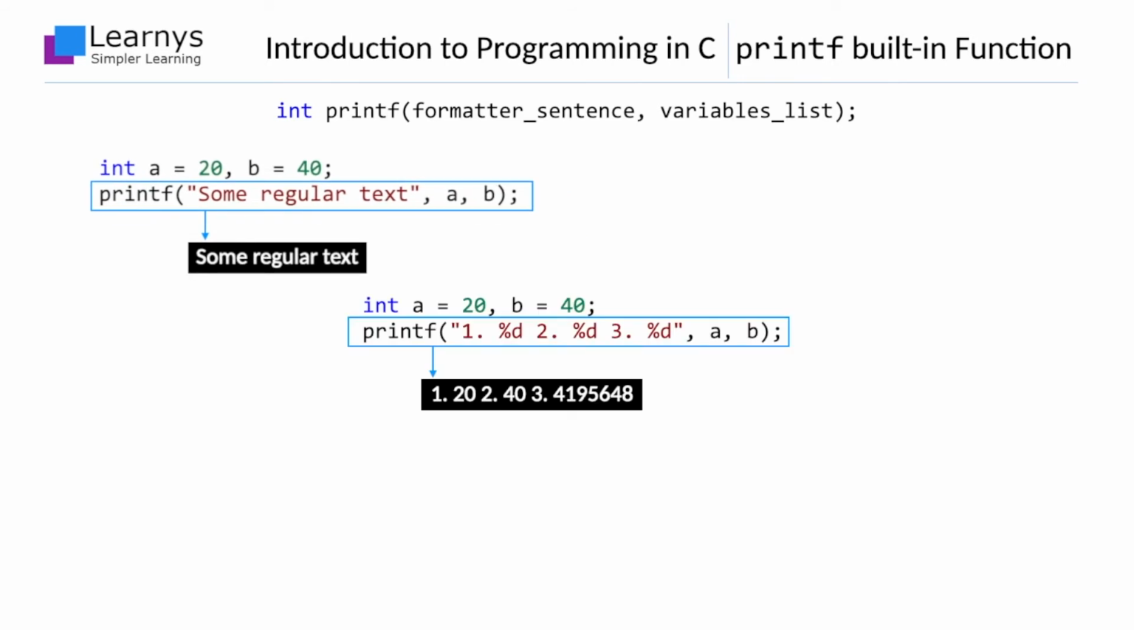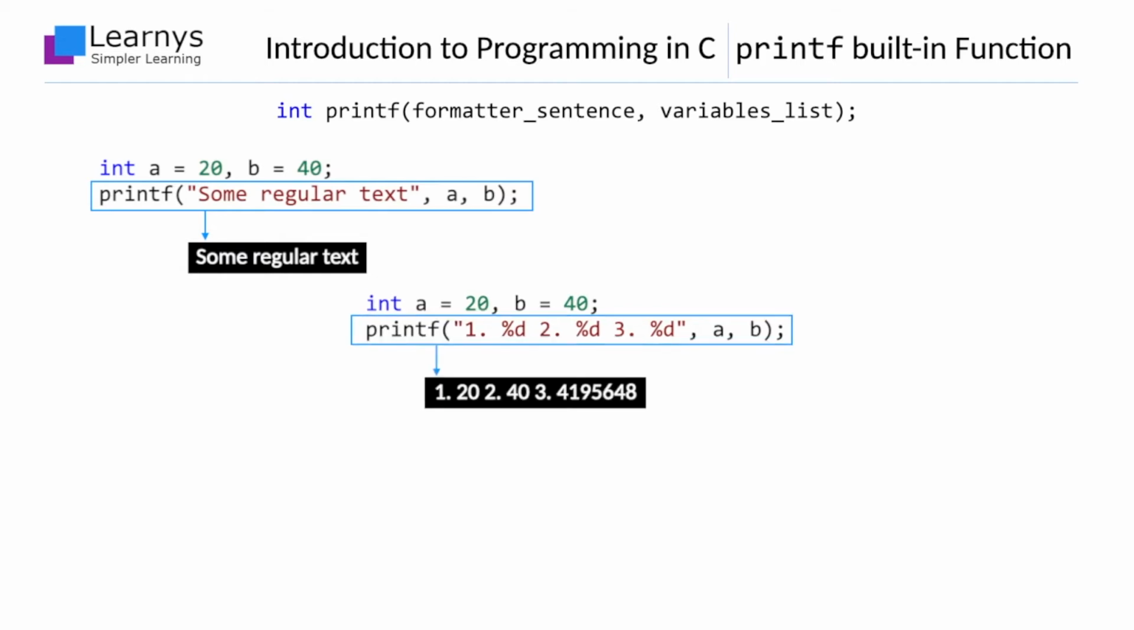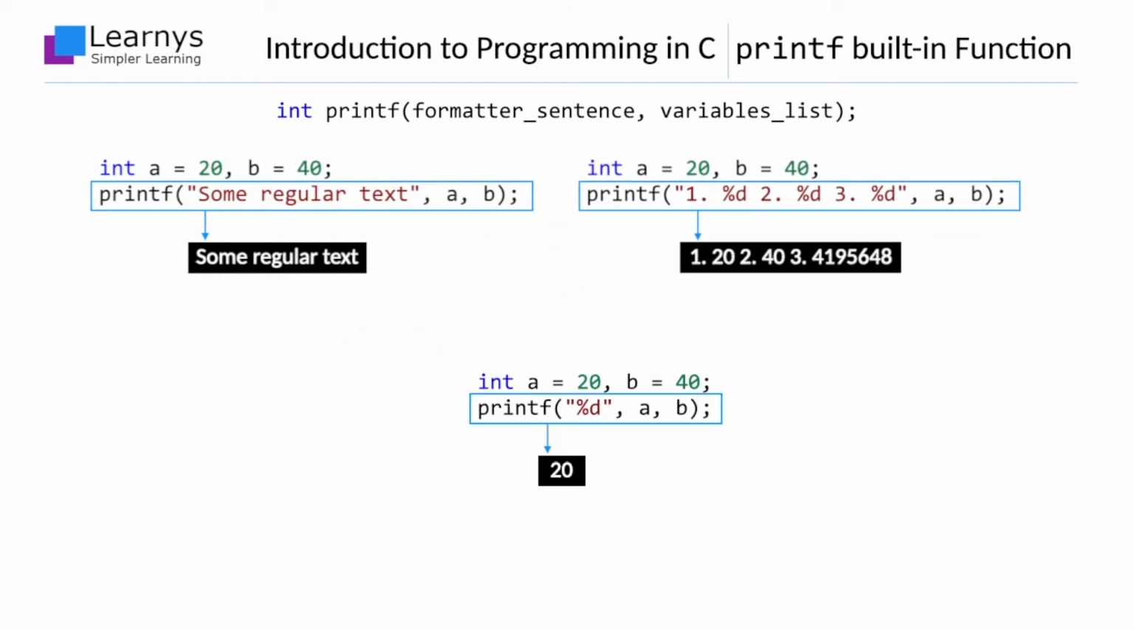In this case, there are more format specifiers than the number of variables. The first two format specifiers will be replaced with the value of A and B, and the third format specifier will be replaced with a garbage value. In this example, the format specifiers are fewer than the number of variables passed on. The first format specifier will be replaced with the value of the first variable and the other variables will not be used. This function call returns 2 because only 2 characters are printed on the screen.